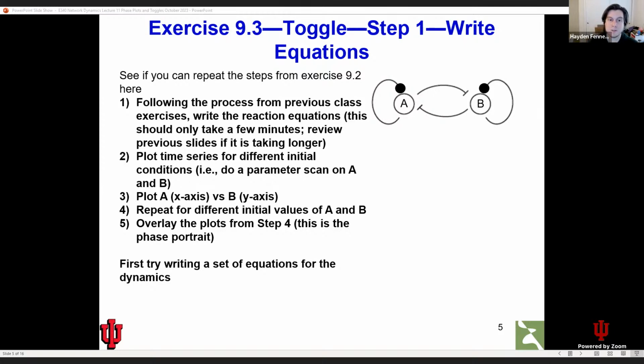Step 3 will be, once we've done that, to plot A versus B. Then we'll repeat that for different initial values of A and B. And then the crux here is that overlaying the plots from step 4 will result in your phase portrait, essentially. And we'll talk a little bit more as we go about how that builds up. So first things first, go ahead and just try to write the reaction equations, get your code set up.